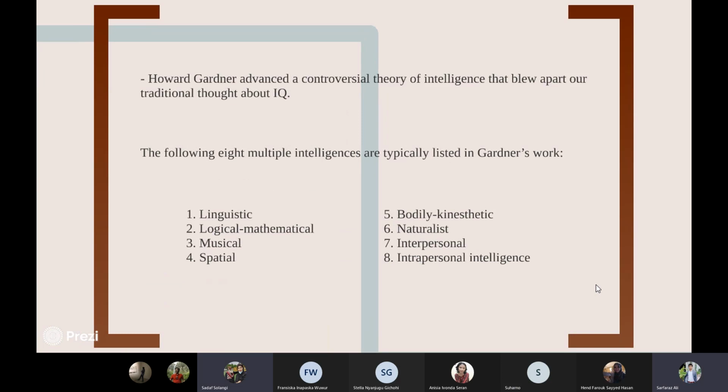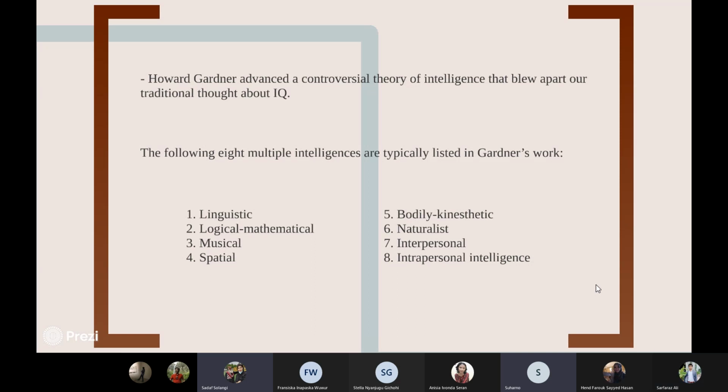So here is Howard Gardner in 1983. It was a controversial theory of intelligence that blew apart our traditional thought about IQ, intelligence tests. Initially, Gardner described seven different intelligences, which, in his view, provided a much more comprehensive picture of intelligence. But later on, he also added one more intelligence in his book.